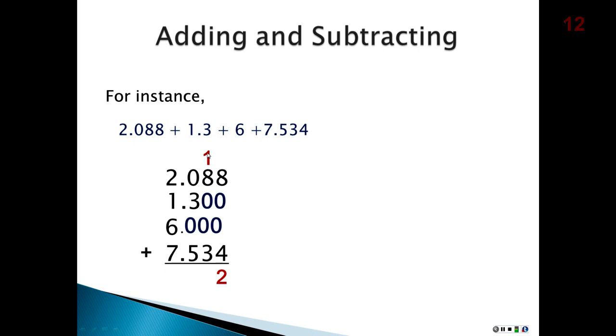8 and 1 is 9, plus 3 is 12 again. Carry the 1. 1 plus 3 is 4, plus 5 is 9. Bring down the decimal. Then I've got 2 plus 1 is 3, plus 6 is 9. 9 plus 7 is 16. So my sum for this decimal problem is going to be 16 and 922 thousandths.